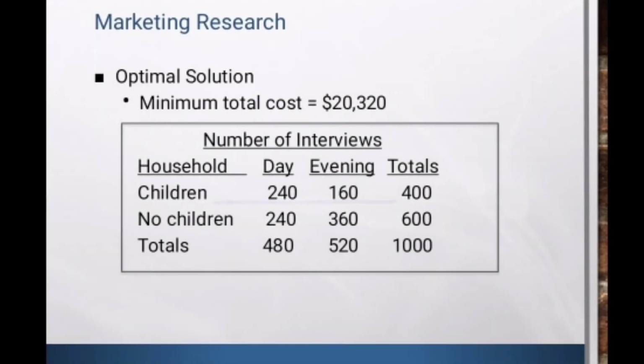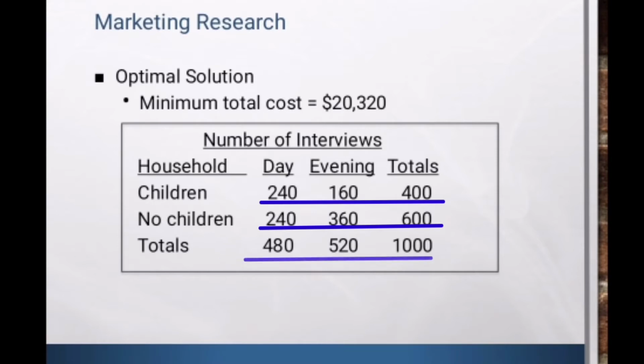The number of interviews of households with children in daytime is 240 and the evening time is 160 with a total of 400. And the number of interviews of households without children in daytime is 240 and in evening time is 360 with a total of 600. And the total will be 480 in the daytime, 520 in the evening time, and 1,000 in overall.